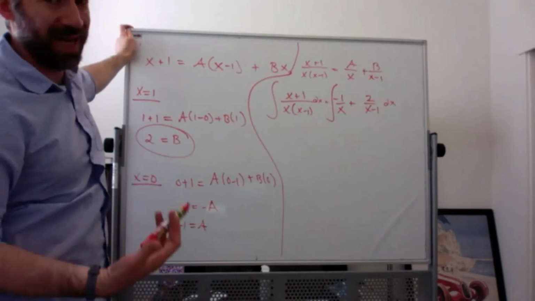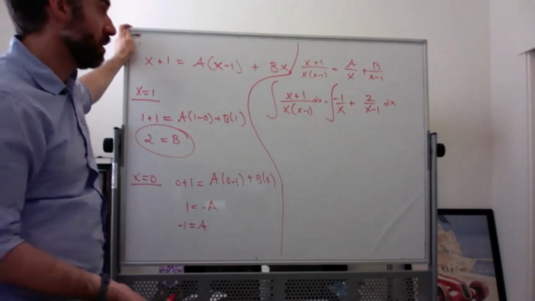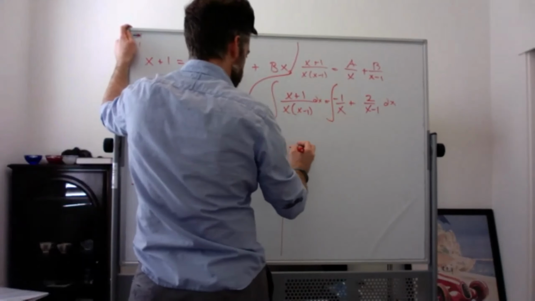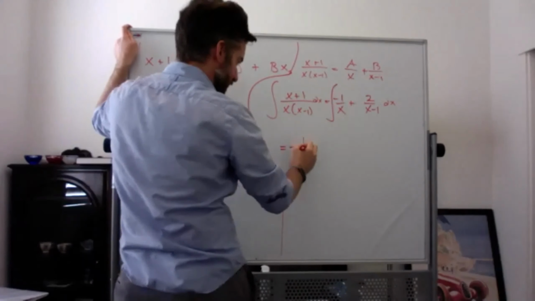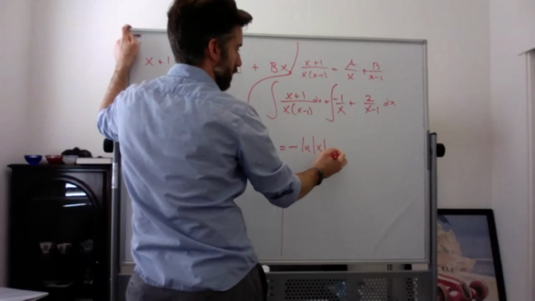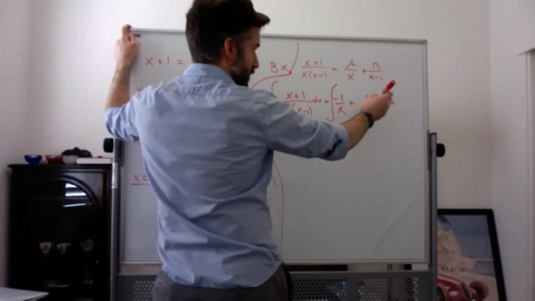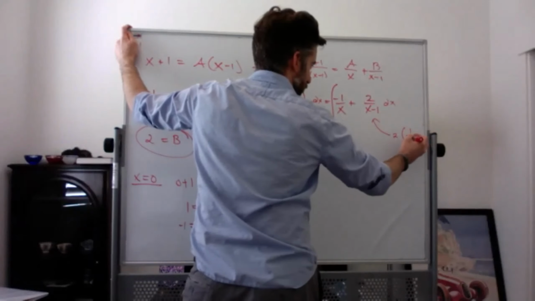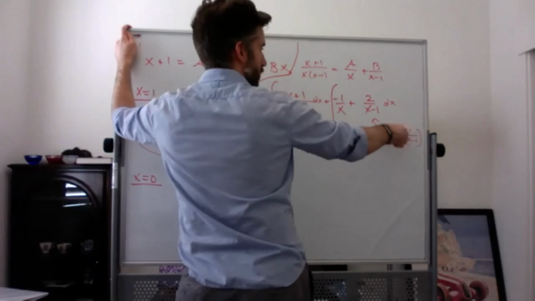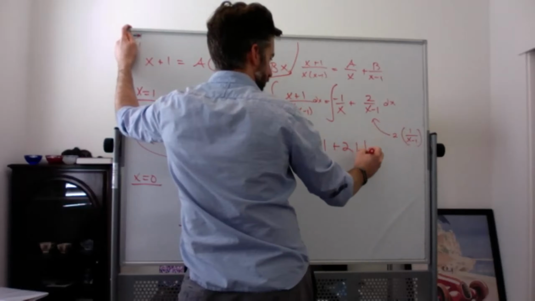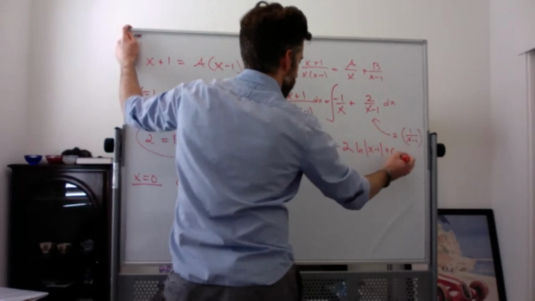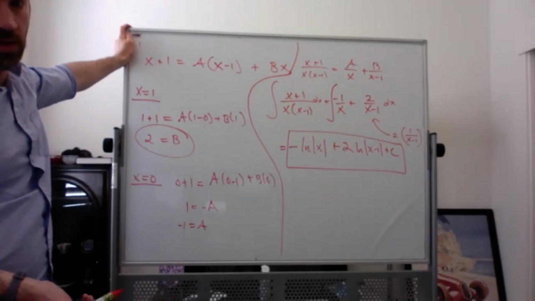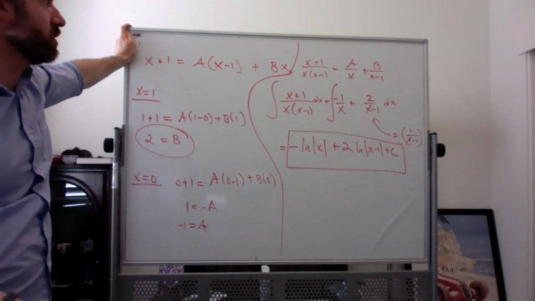A lot of the time with these, you're going to have logs. So the integral of negative 1 over x is just negative the integral of 1 over x, which is the natural log of the absolute value of x, plus the integral of 2 times 1 over (x - 1), which is just 2 times the integral of 1 over (x - 1), which is the natural log of the absolute value of (x - 1). So that's how you do a relatively easy partial fractions question.